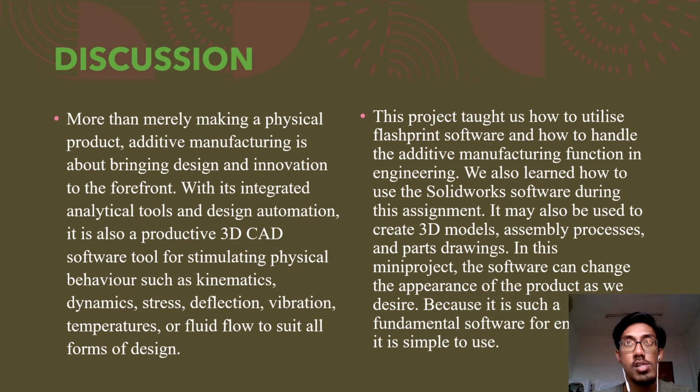This project taught us how to utilize FlashPrint software and how to handle the additive manufacturing function in engineering. We also learned how to use the SolidWorks software during this assignment. It may also be used to create 3D models, assembly processes, and part drawings. In this mini project, the software can change the appearance of the product as we desire. Because it is such a fundamental software for engineering, it is very simple to use.